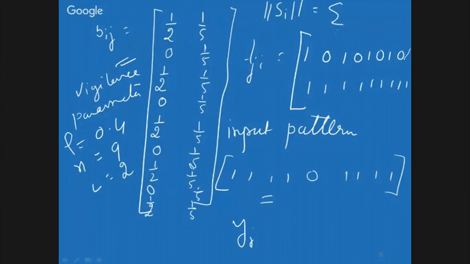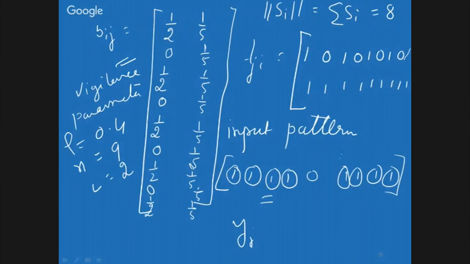So for Yj, first step is the summation of Si. That we have found out. Summation of Si. And what is your Si? Si is the input. This is your S. 1 plus 1 plus 1 plus 1, 4. Plus 1 plus 1 plus 1 plus 1. That means total Si is equal to 8. Is it so? This is your S.